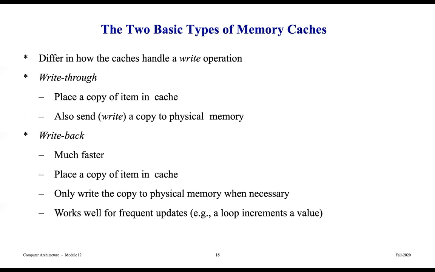There are two basic types of memory caches. They differ in how the cache will handle a write operation. First there's the write through, which doesn't tend to be as fast. It places a copy of the item in cache, and it also sends a write copy to physical memory. So it does two things. Write back is much faster. It places a copy of the item in cache, and it only writes a copy to the physical memory when necessary. So this works well for frequent updates, say for a loop that increments a value.